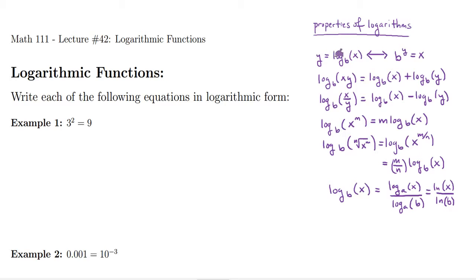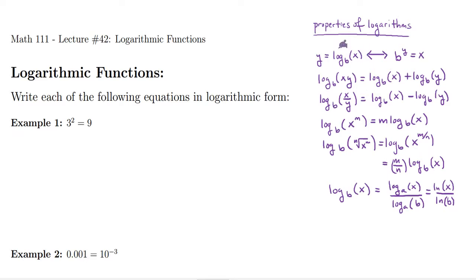log base b of x is equal to y if b to the y is equal to x. This is an if and only if, actually. So if I had this exponential expression, b to the y is equal to x, that's the same thing as saying log base b of x is equal to y.